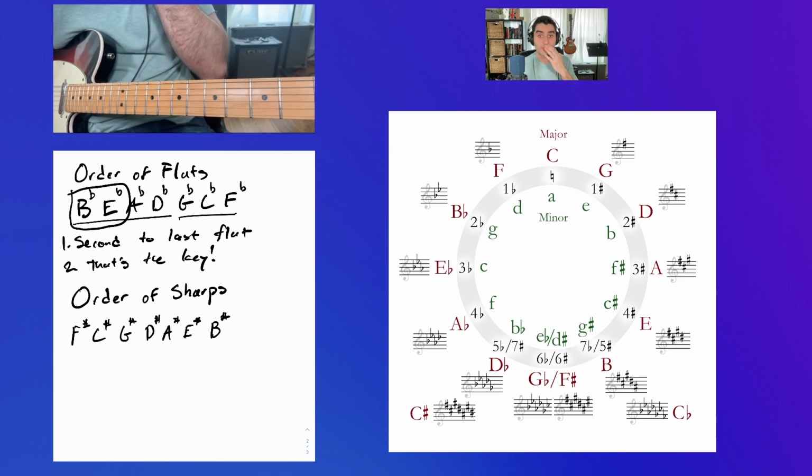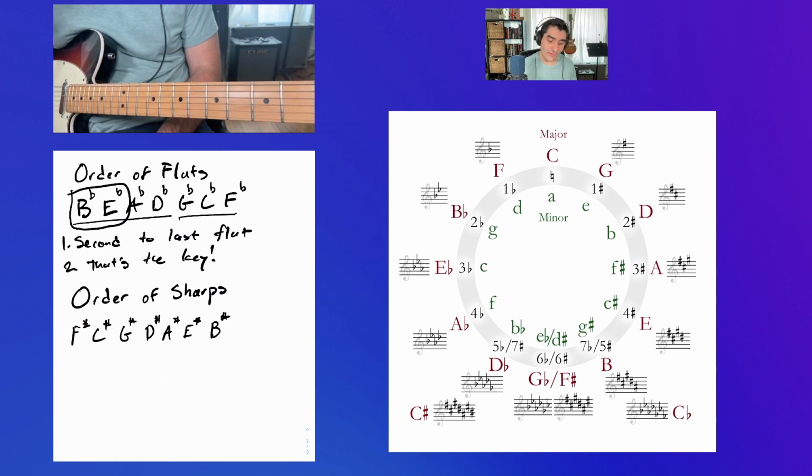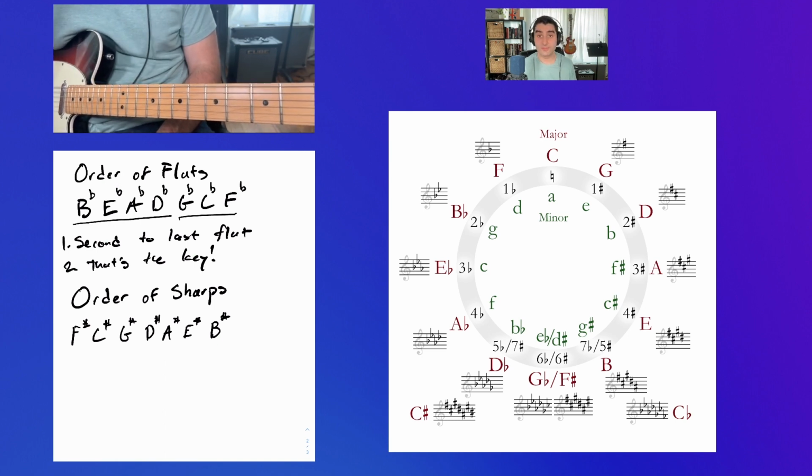And now look over in the circle of fifths there. Guess what? B flat has two flats in it. Key of B flat major. So it has all the notes natural except for B flat and E flat. So same thing, let's do one more.